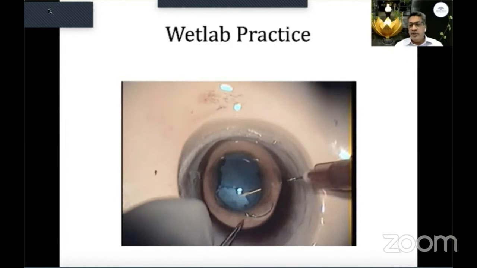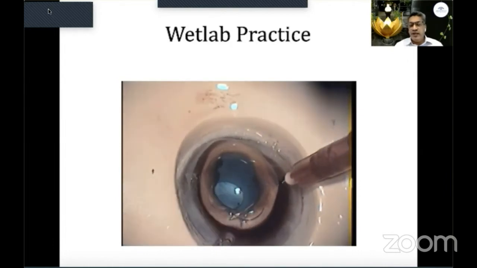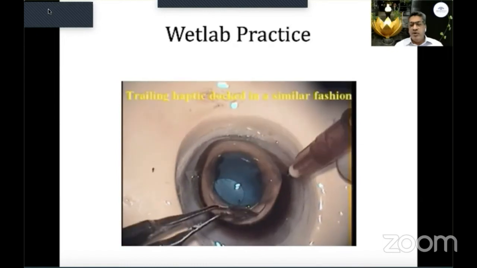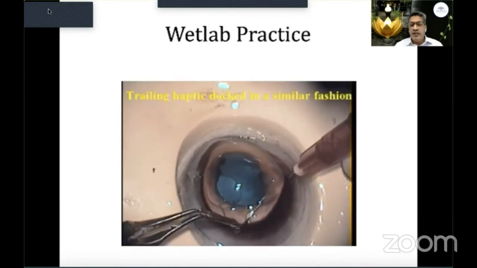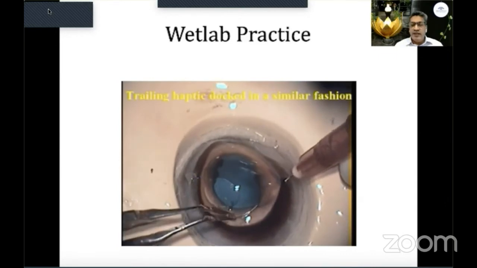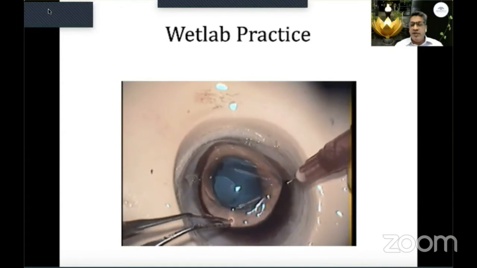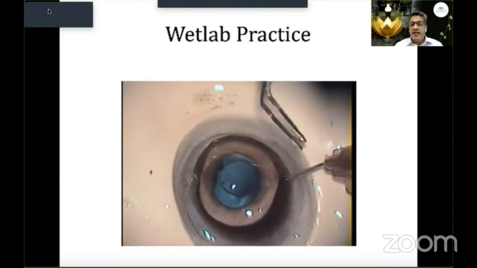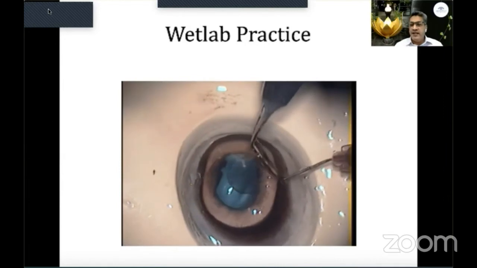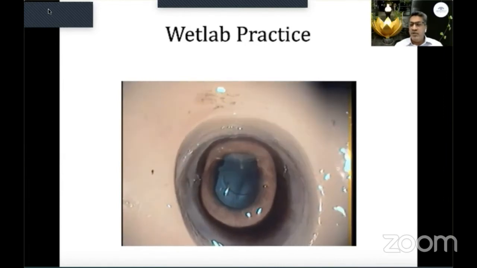If the chamber collapses, you can put viscoelastic into the goat's eye, or you can even use formalin. And then you insert the haptic into the needle. And then this step is a little tricky. You have to gently go inside and then start exteriorizing it slowly. And when the haptic comes out, you catch it with the McPherson's and then you remove the needle.